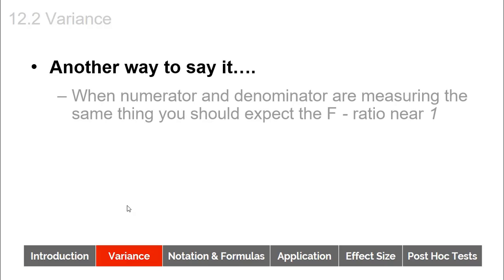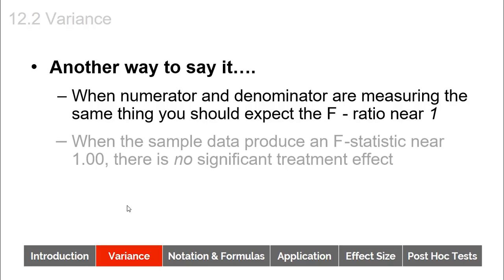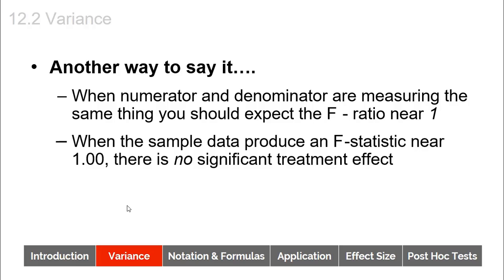Here's another way to say it. When the numerator and the denominator are measuring the same thing, simply random error, the F ratio will be near 1. When the sample data produce an F statistic near 1, there's no significant treatment effect because the numerator and the denominator are just the random error. It doesn't include the variance that can be attributed to the treatment effect.